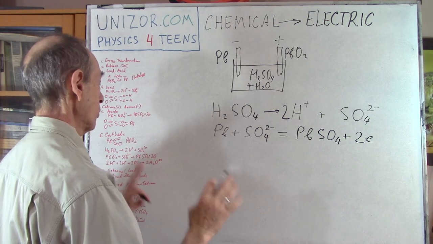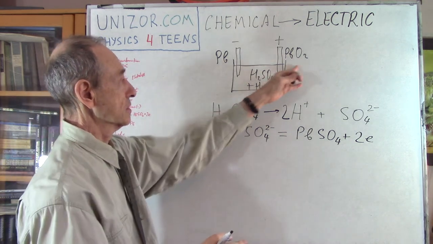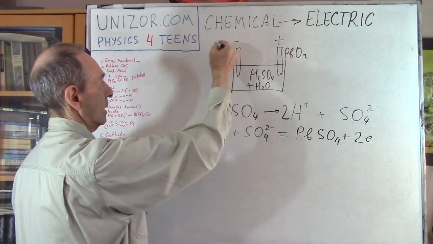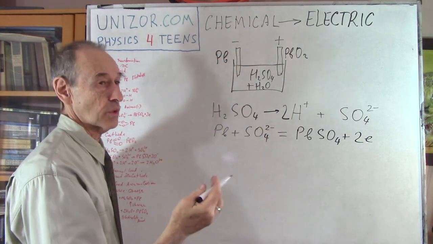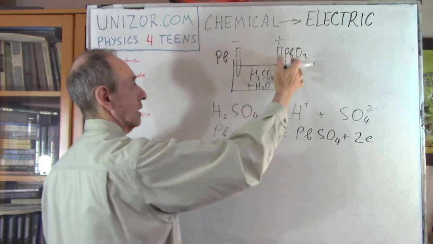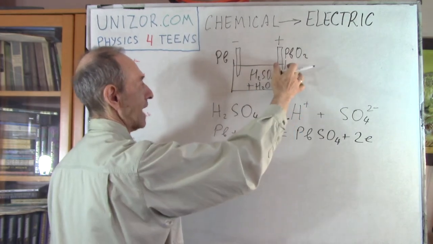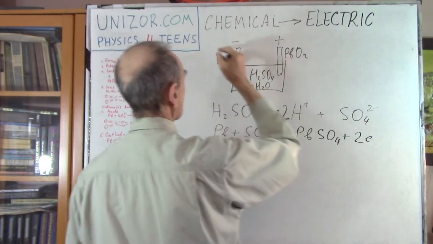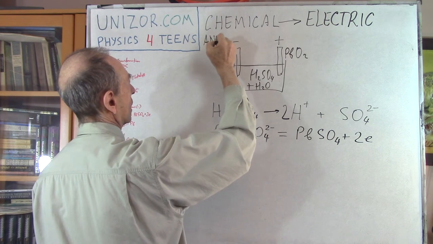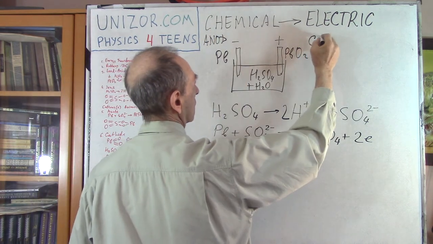Meanwhile, what happens on the positive? So this is negative, by the way, called anode, and this is cathode. Anode, cathode.